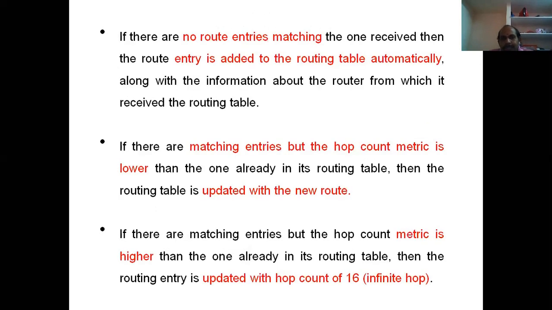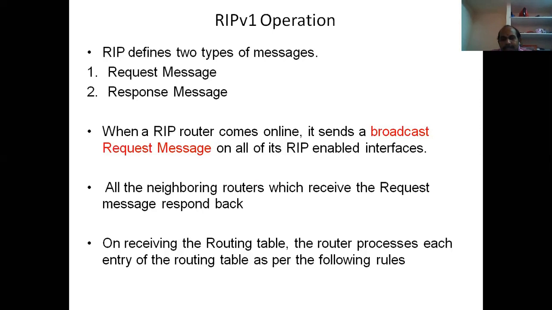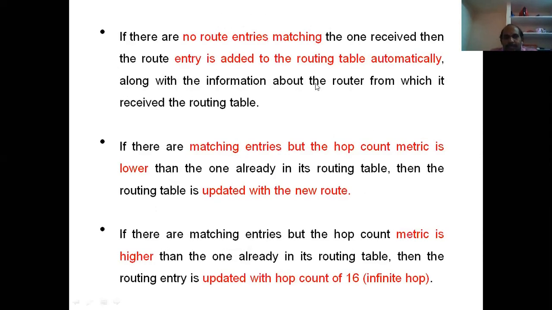Here there are three specifications, as per the following rules. If there are no matching routing entries, that is, the routing table has no route yet, then whenever a request message comes with a routing entry, with the routing ID, the IP address of that router, and the subnet, this information is collected and those entries are added to the routing table for the first time.